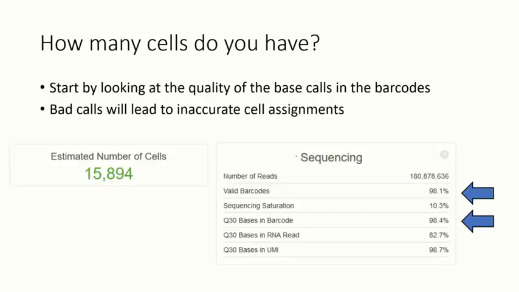If the quality is low, because your barcode is only 12 base pairs, say 10% errors, then the 12 base pairs may have one A you read as a C, so you change your UMI or barcode, and then you make the wrong assignment of the cells.